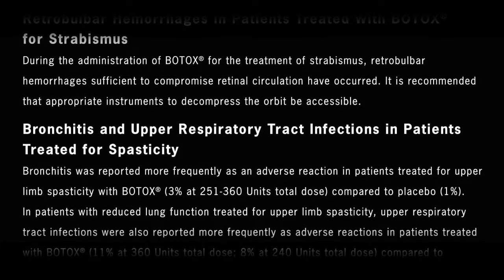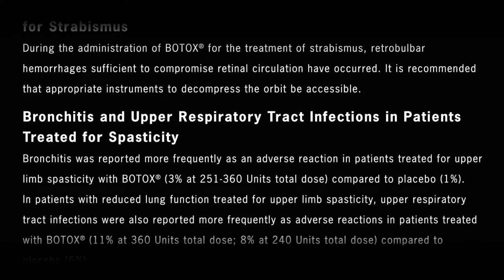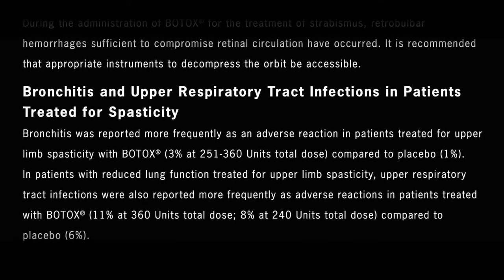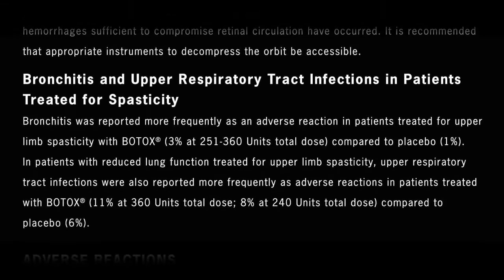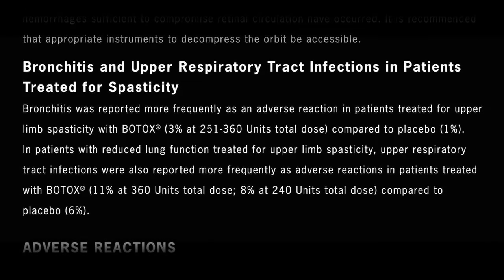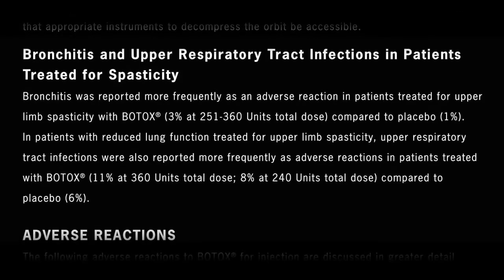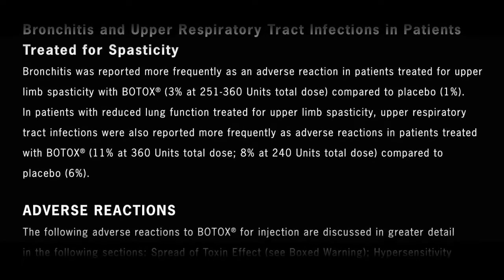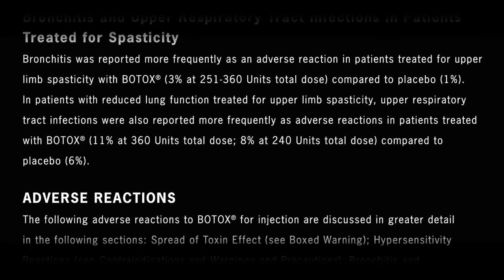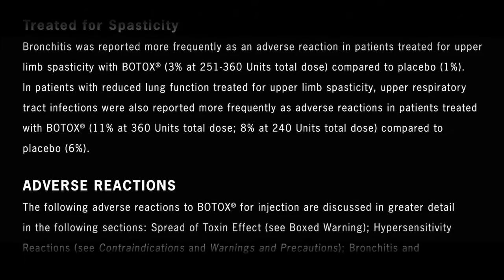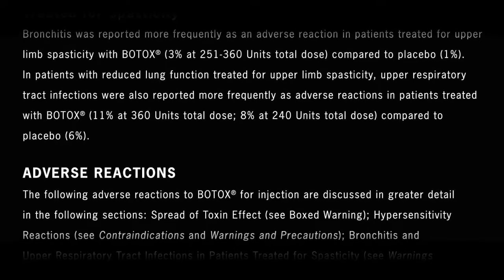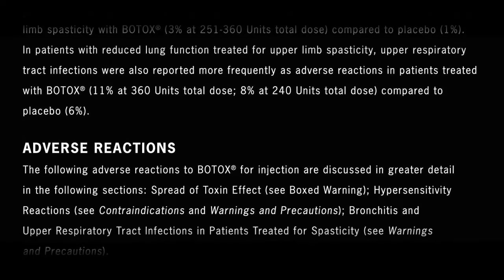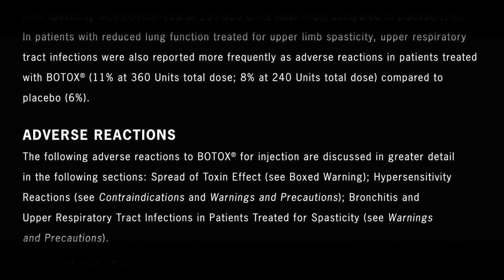Bronchitis and upper respiratory tract infections in patients treated for spasticity. Bronchitis was reported more frequently as an adverse reaction in patients treated for upper limb spasticity with Botox 3% at 251 to 360 units total dose, compared to placebo 1%. In patients with reduced lung function treated for upper limb spasticity, upper respiratory tract infections were also reported more frequently as adverse reactions in patients treated with Botox 11% at 360 units total dose, 8% at 240 units total dose, compared to placebo 6%.